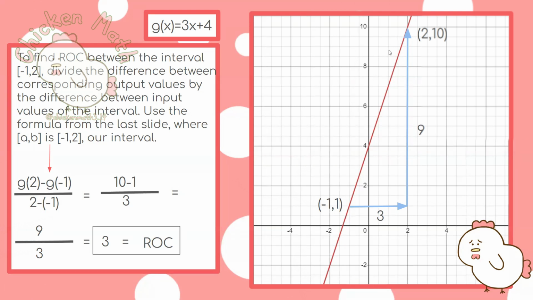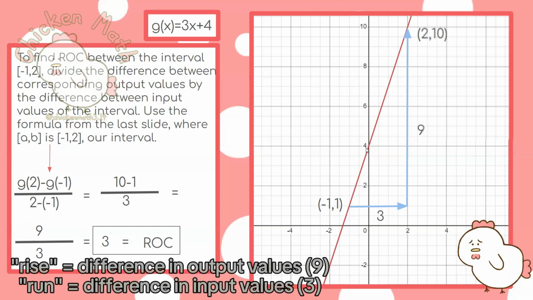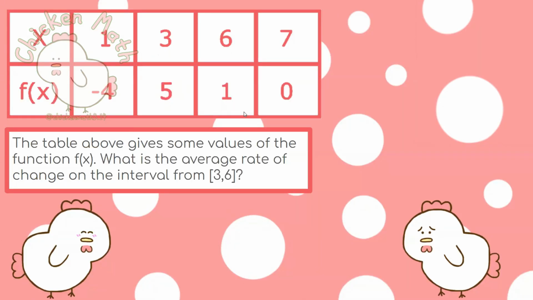Since g of x is linear, you can just do the rise over run to find the slope. So you could just look at the graph and figure out what the rate of change is. So here's our first example question. You can pause to try it. In this PowerPoint, we're going to be looking at a couple different ways to find rate of change depending on what the question gives you.